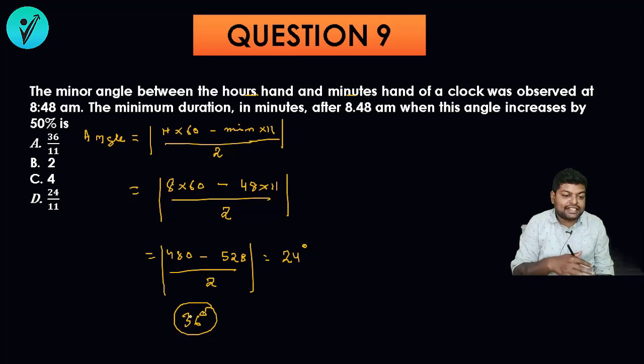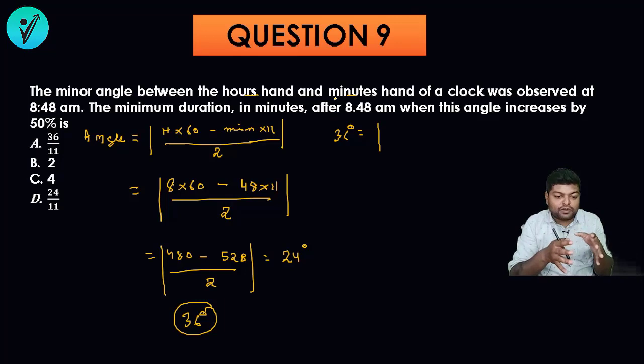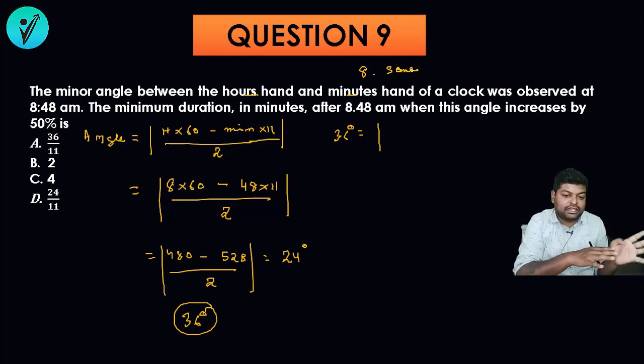So when the angle is 36 degrees, what will be the time? Again I'll be using the same formula. I'll be writing 36 degrees equals to mod of, hours will remain the same. देखो 8:48 अभी हो रहा है. Currently the angle was 24 degrees. Now if the angle is becoming 36 degrees, my time will be 8 hours and some minutes. How many minutes we don't know, but hours तो clear है ना, hours will be 8 only, 8 hours and some minutes.